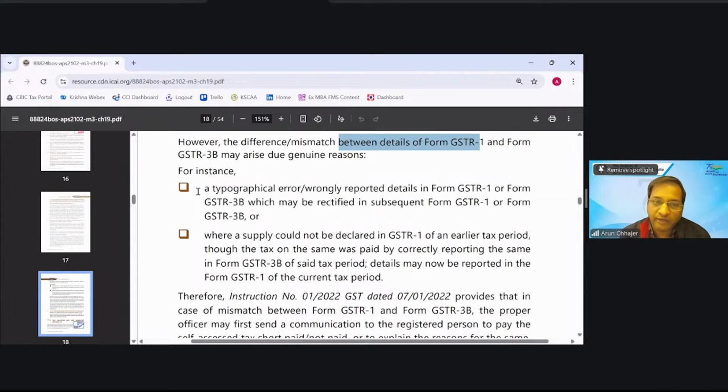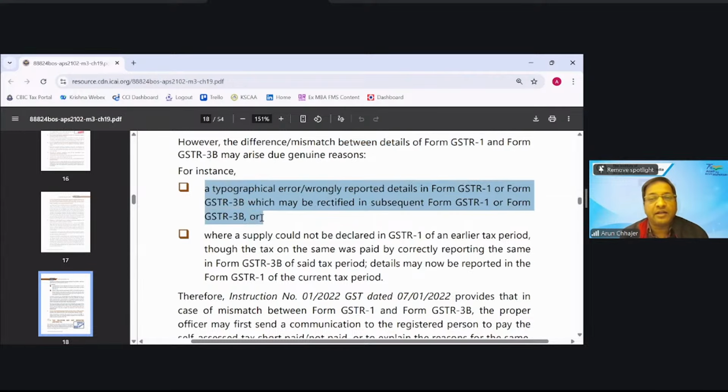However, the difference or mismatch between the R1 and 3B may arise due to a genuine reason. For example, a typographical error wrongly reported in GSTR1 or 3B, which may be rectified in GSTR1 or GSTR3B. ऐसा हो सकता है ना, there is a possibility that I have to report 1 lakh rupees, but wrongly I have reported one more zero in GSTR1. तो जब मैं GSTR3B फाइल करूंगा तो obviously I will pay the correct tax. So does it mean that it will be the self-assessed tax which needs to be recovered? Answer is okay, but at least there would be some opportunity given to the taxpayer कि भाई वो genuine mistake थी या क्या था.